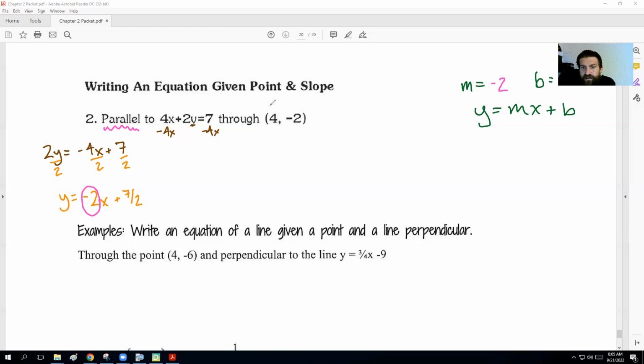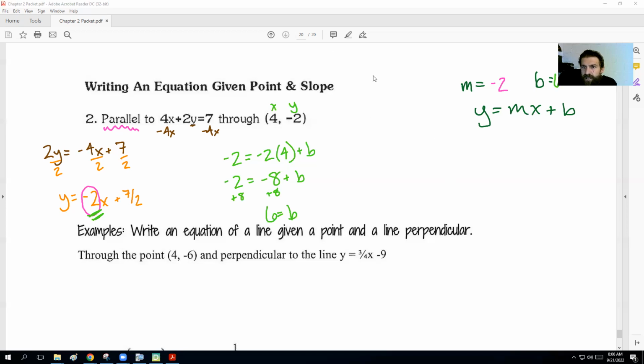Now we've got to find b by using our x and our y and our m. So let's see, y is negative 2, m is also negative 2, and our x is 4. We're going to solve for b. So we get negative 8. We add 8 over to the negative 2 to solve for b. That'd be 6.